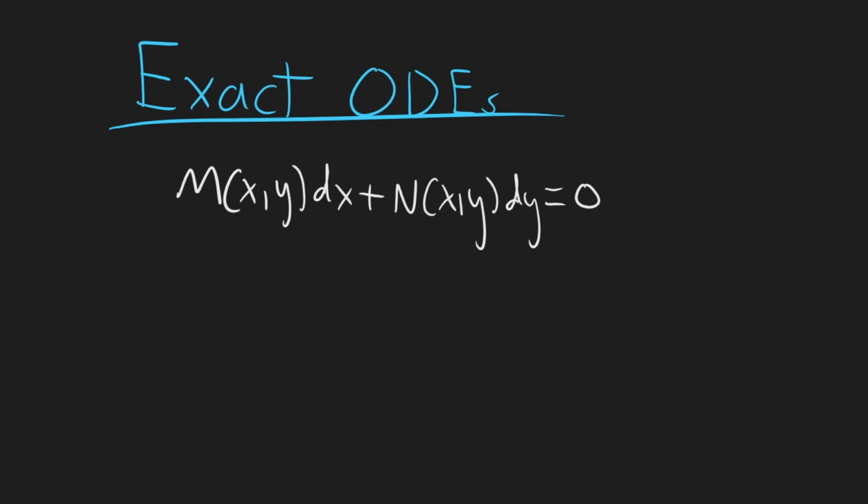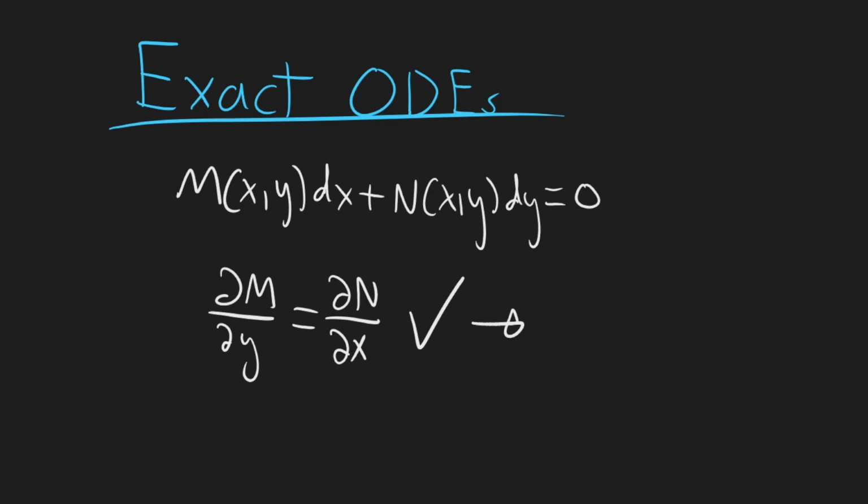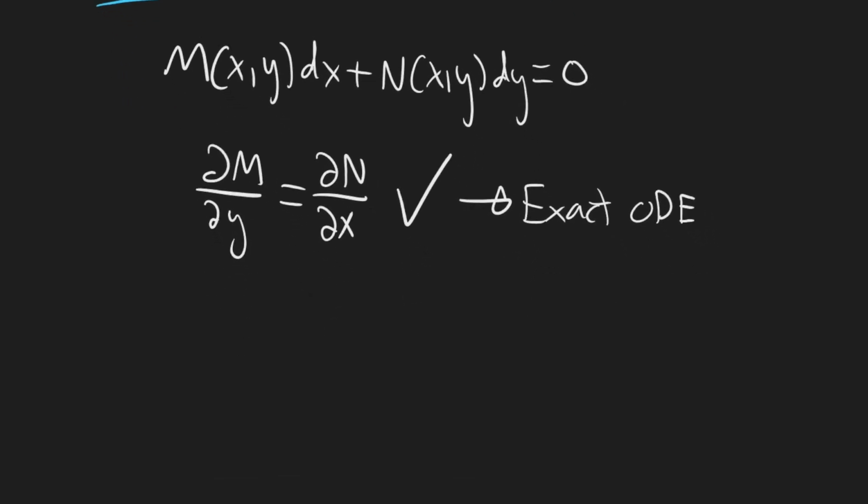And that's you need to take the partial derivative of M with respect to y, and then you need to make sure that that equals the partial derivative of N with respect to x. And if this is true, then that means you're working with an exact ODE. And there's a specific idea behind these ODEs, which I'll go into just a little bit here, so it'll make a little bit more sense.